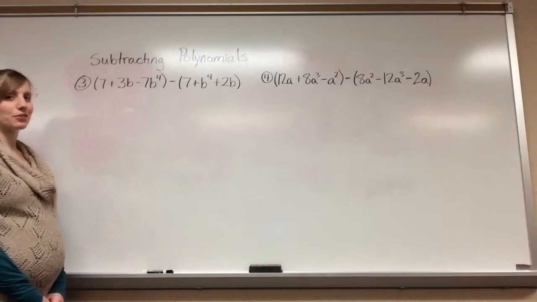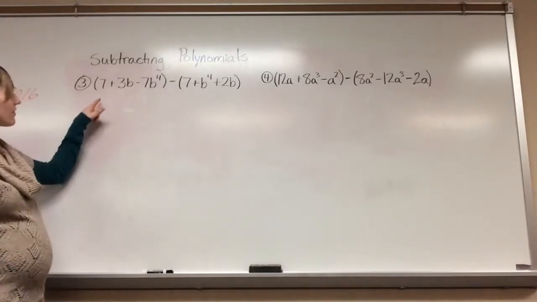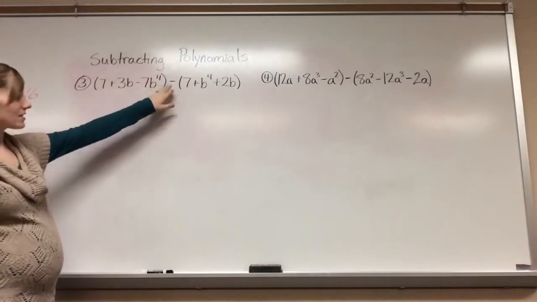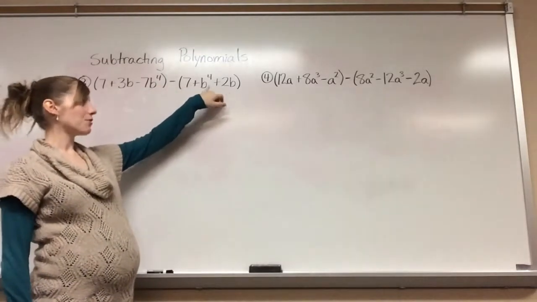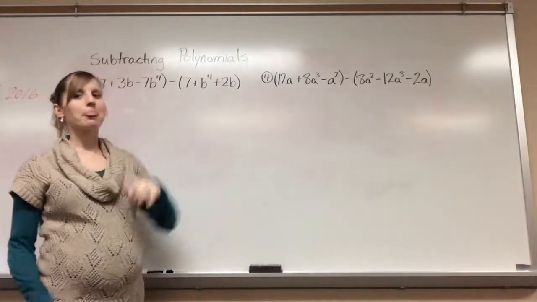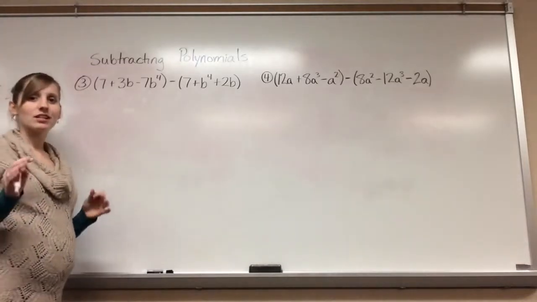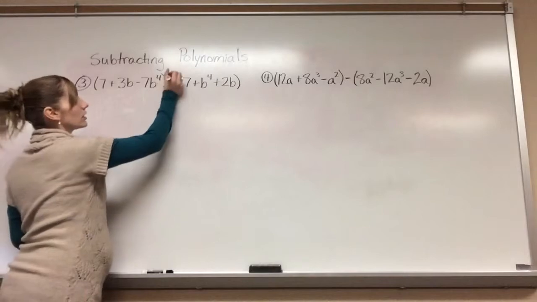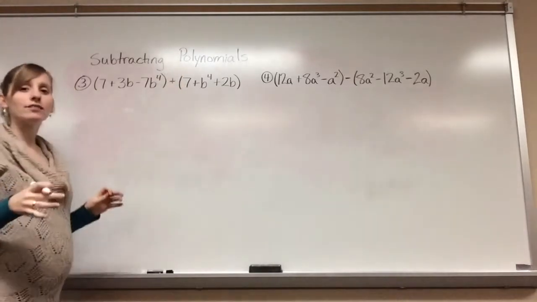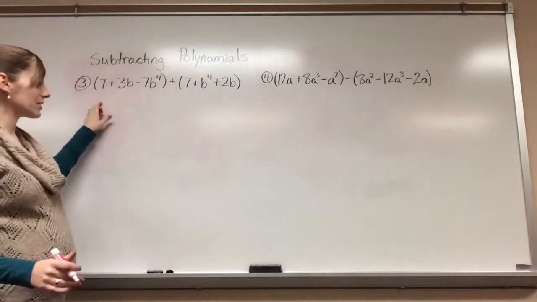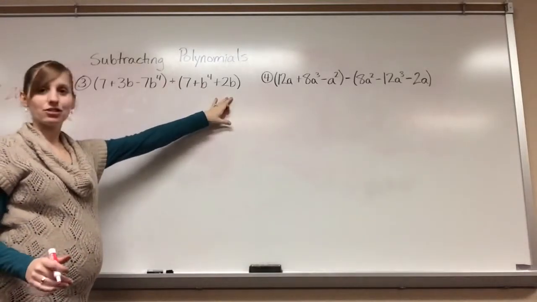For problem number 3, our polynomials are 7 plus 3b minus 7b to the fourth minus 7 plus b to the fourth plus 2b. All right, so our first step, again, is to just change subtraction to addition, and then change all of the signs in the second set of parentheses. So leave the first set alone. The second set needs to change.